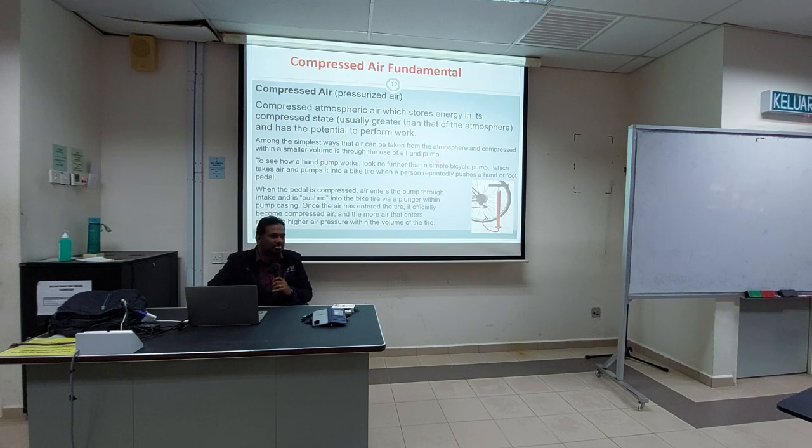Among the simplest ways that air can be taken from the atmosphere and compressed within a smaller volume is through the use of a hand pump. This is the hand pump I mentioned earlier. Usually you see this, right? A pump for bicycle tires, motorcycle also can. Inside the bar there is a volume where you can place your compressed air. If you pull the pump up, the volume becomes bigger and air enters, then you compress, and the air goes to the tube. That is the simplest way you can take air from the atmosphere, compress it, and do work.